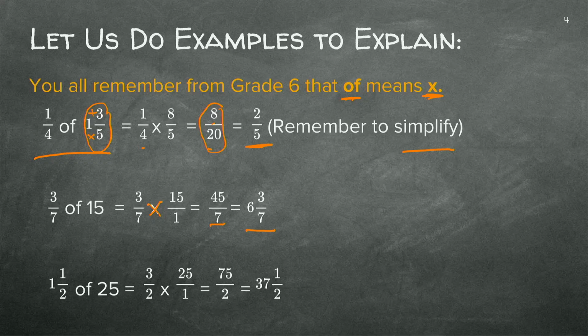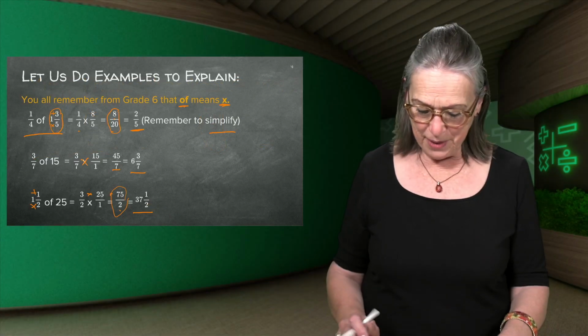Okay, last example. 1/2 of 25. So we put this, our rule, 1 times 2 plus 1, 3/2 times 25 over 1. So it is 3 times 25 is 75, 2 times 1 is 2. So our answer is 75 over 2, and it is then 37 and a half. Okay, right.